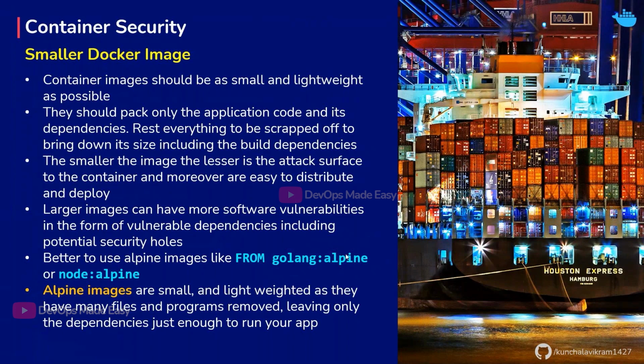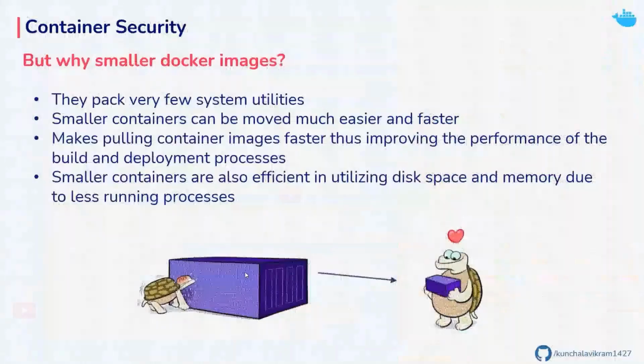The same is true for Node based images, Maven, Java. It can be anything like that. Understood. So if the Docker image is small, it becomes easy to pull and push your container image to the registry, and they also take less space. That helps us efficiently use the disk space and memory. If the container image is small, usually there will be fewer running processes inside it.